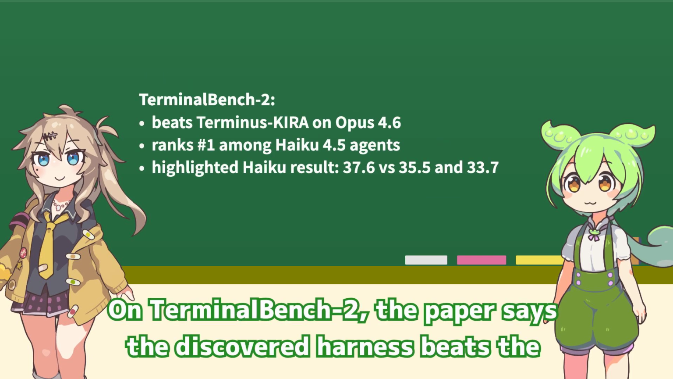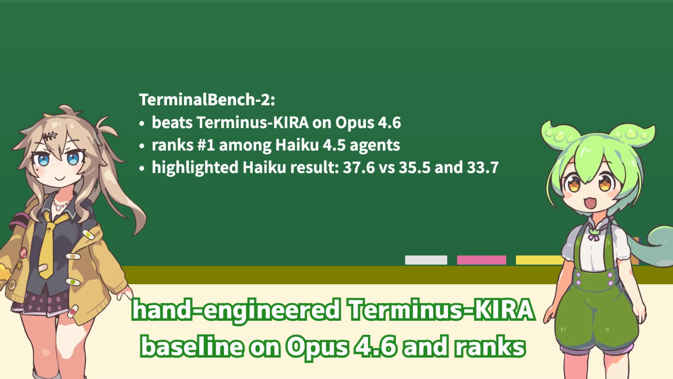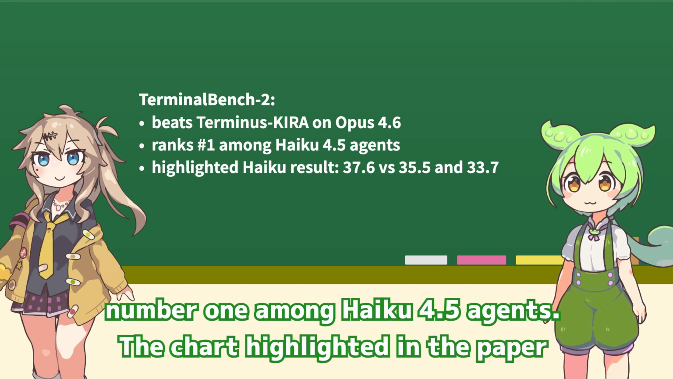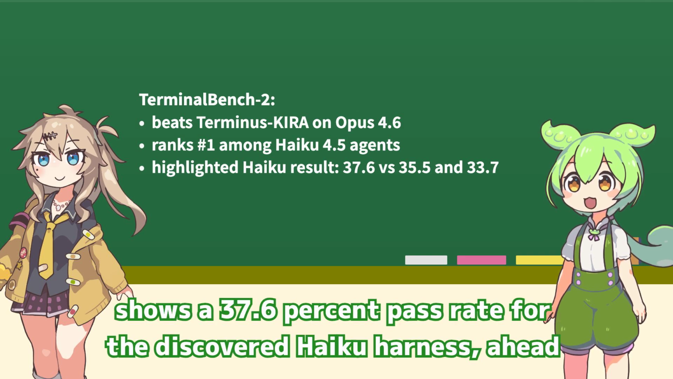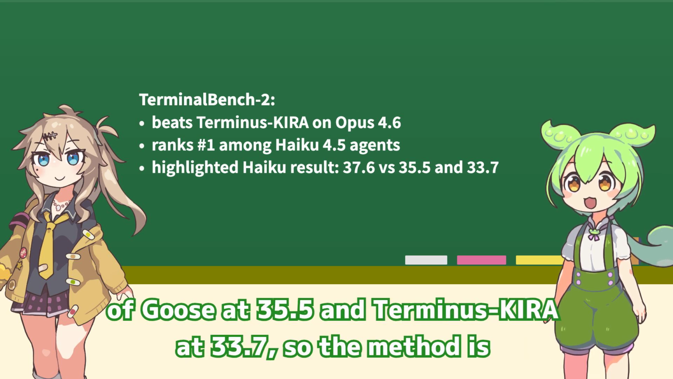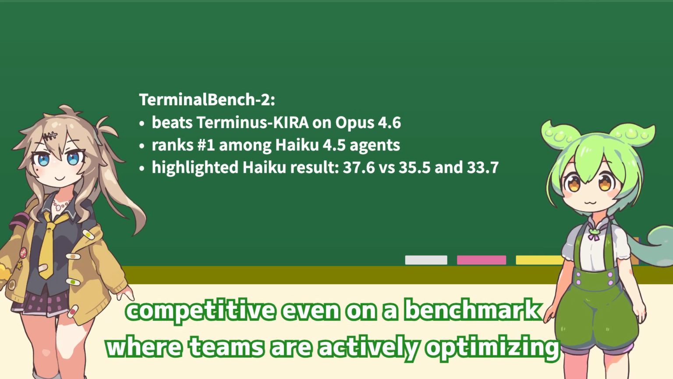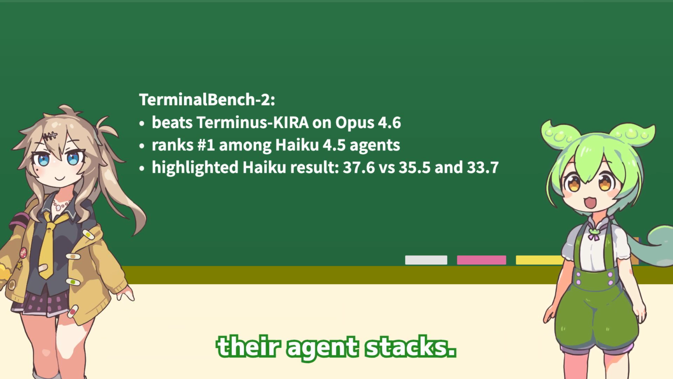And what about the coding benchmark? On Terminal-Bench 2, the paper says the discovered harness beats the hand-engineered Terminus-KIRA baseline on Opus 4.6 and ranks number 1 among Haiku 4.5 agents. The chart highlighted in the paper shows a 37.6% pass rate for the discovered Haiku harness, ahead of Goose at 35.5 and Terminus-KIRA at 33.7. So the method is competitive even on a benchmark where teams are actively optimizing their agent stacks.